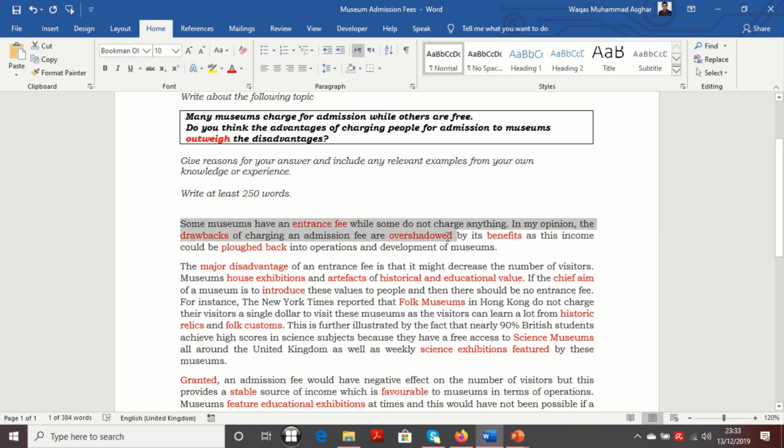So if we see, this is my introduction, and as per certified IELTS trainers, 9 out of 9. Why? Because in my first sentence of the introduction I paraphrase the statement, and in my second sentence I gave my opinion, which the examiner asked from me. So in my first body paragraph I will discuss the major disadvantage, and in my second body paragraph I will discuss the major advantage.